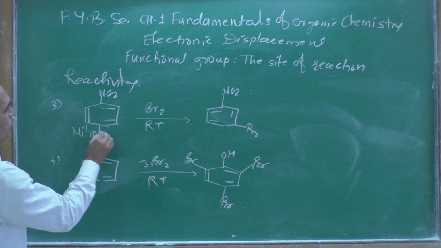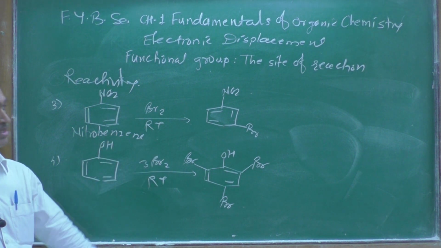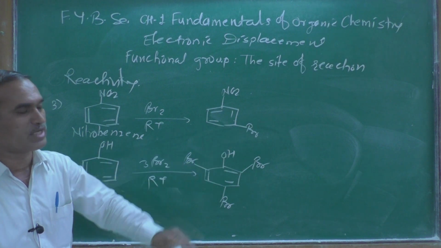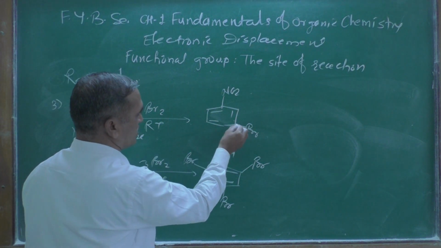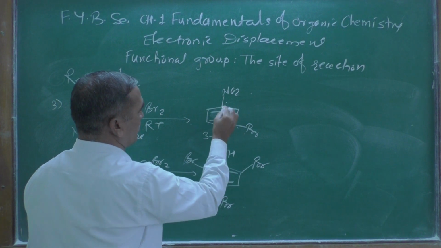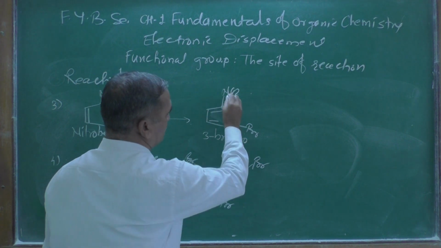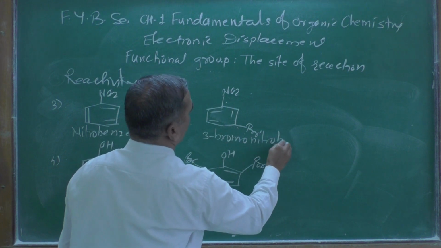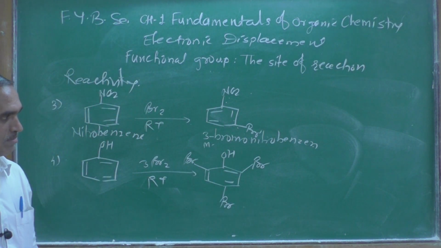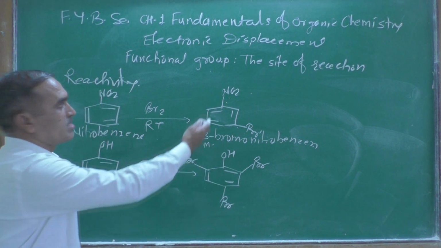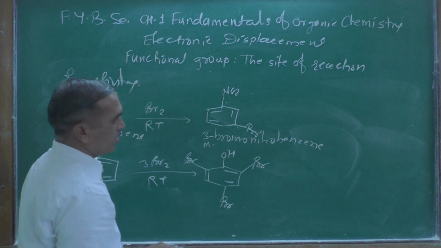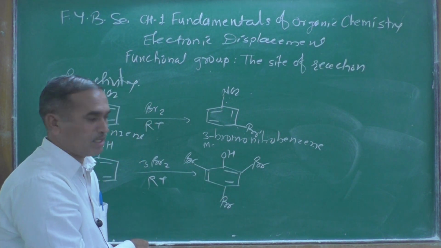Now the name of this compound, most of you might know, is nitrobenzene. What will be the name of this compound? We can call it meta-bromo-nitrobenzene, or you can call it 3-bromo-nitrobenzene, because the bromine is present at the third position. The main functional group is nitro. But this is a disubstituted benzene, so we can call it 3-bromo-nitrobenzene or meta-bromo-nitrobenzene.